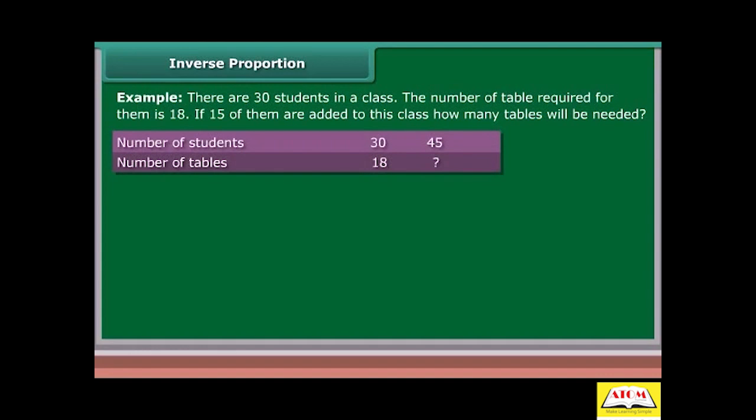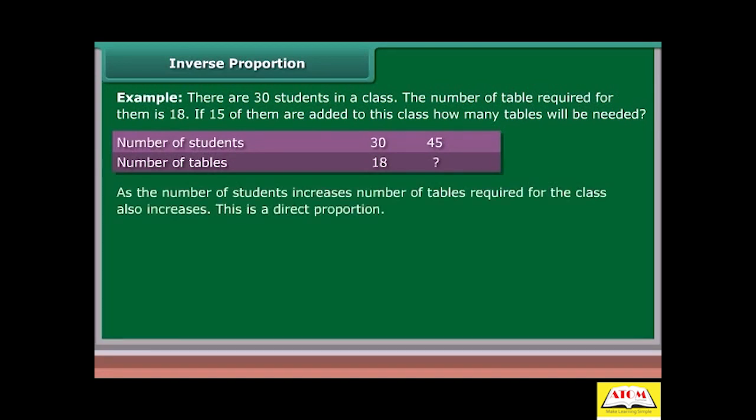Example: there are 30 students in a class. The number of tables required for them is 18. If 15 students are added to this class, how many tables will be needed? As the number of students increases, the number of tables required for the class also increases. This is a direct proportion. 30 upon 18 is equal to 45 upon x. X is equal to 45 into 18 upon 30, which is equal to 27. Number of tables required is equal to 27.